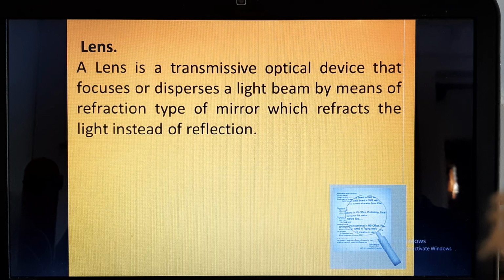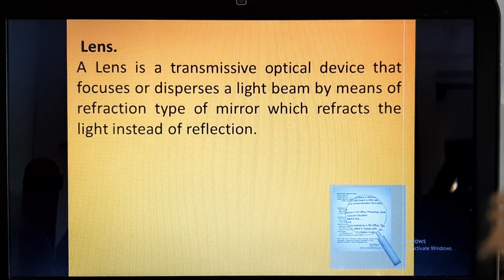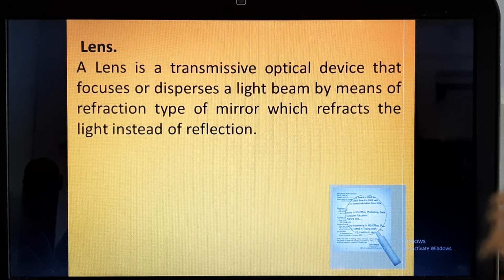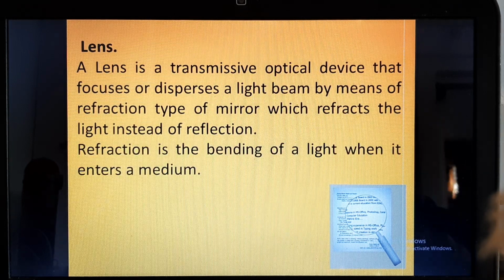I have told you earlier also, when light changes the medium in which it is going, it has a tendency to bend. So what is refraction? Refraction is bending of the light. Since the light passes through the lens, and the lens is a crystalline solid, when light passes through it, it refracts or tends to bend, and for this reason a lens either converges, that means focuses, or diverges, that means disperses the light.